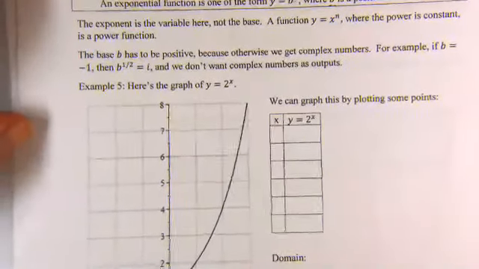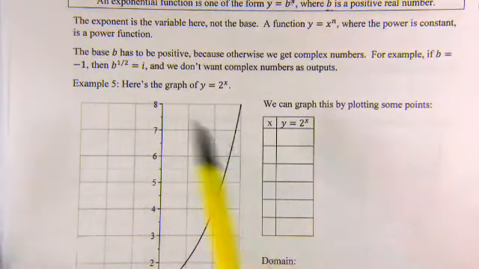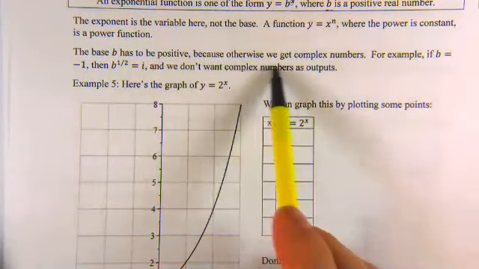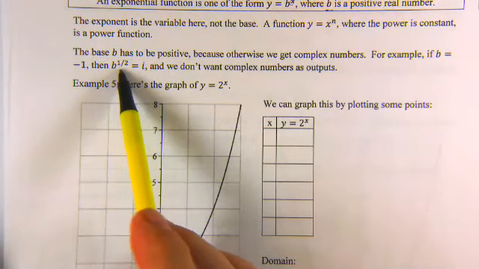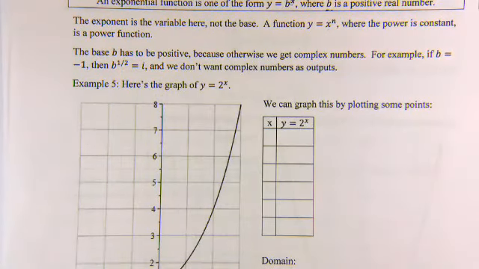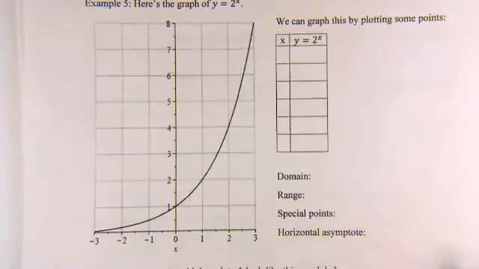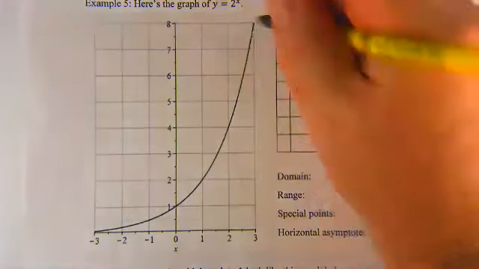So the base b, we want to be positive, whatever your base is, because otherwise you get complex numbers. If b is -1, then if we take b to the 1/2, we get i, and we really don't want to deal with complex numbers in this. So what do graphs of exponential functions look like? They look like that, pretty much. This is the graph of y equals 2 to the x.